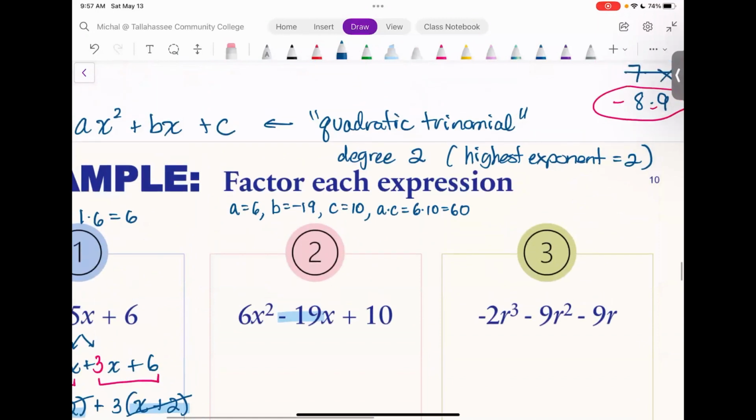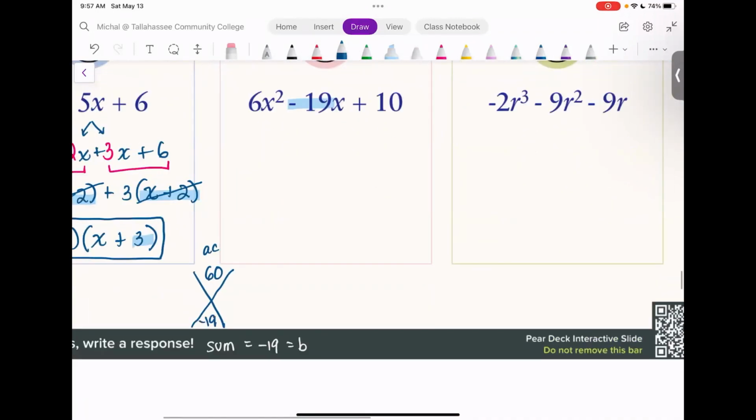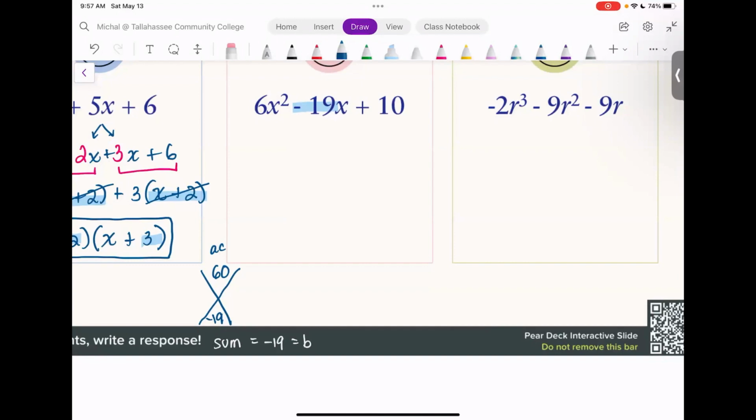So negative 19 will be on the bottom of my diamond problem. I want to look for two numbers that multiply to be 60 but add to be negative 19. So I'm looking for factors of 60 that are 19 units away when I subtract them. Since my product is positive and my sum is negative, both of my factors must be negative. So I consider each of the factors that multiply to be negative 60.